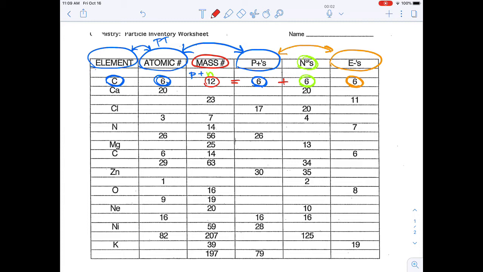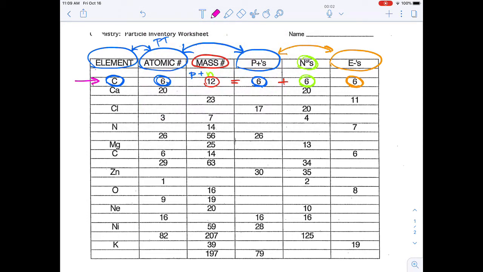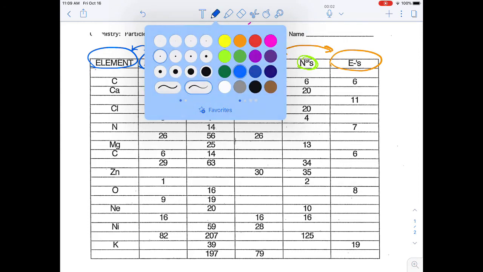Now we're going to use this information to find other pieces of this table, and some of it's going to be straightforward and some of it's going to be tricky because in this first example for carbon, we can see that it was all done for us. All the spots were filled. But in the rest of this sheet, that's not necessarily the case. So let's see about finishing this up.